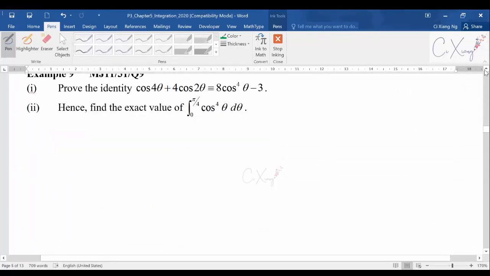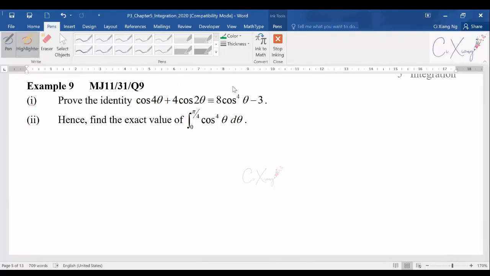Okay, so for example 9, you'll see that in the second part, they ask you to integrate cos power 4 theta. For this cos power 4 theta, if you want, you can apply the method that I showed you before in example 7. But now, if you look at this question, they actually ask you to prove something in the first part. So that means later, when you want to do the integration for cos power 4, it will be better if you can use the result that they ask you to show here. It will be easier. If you still want to use the method I taught you just now in example 7, then it might be quite long. So it depends on how the question gives you the hint. So for this part, I'm going to use the result that they asked us to prove in the first part.